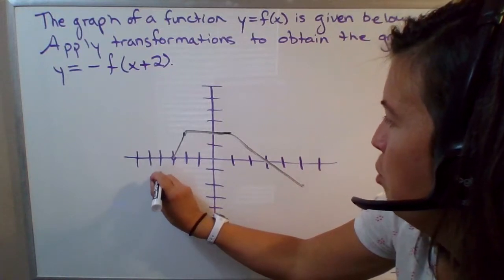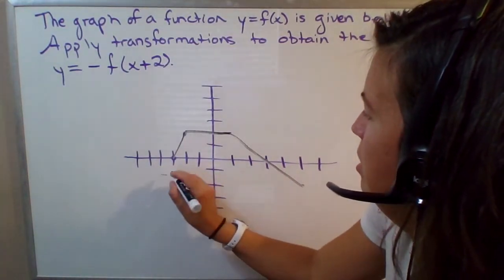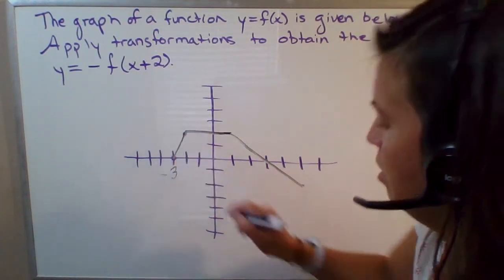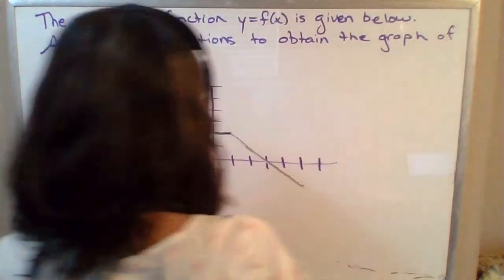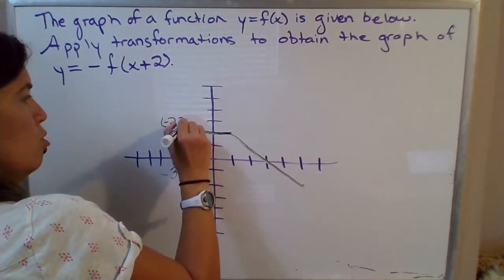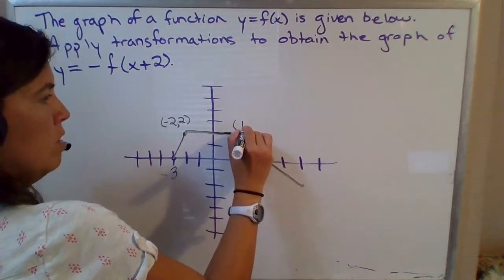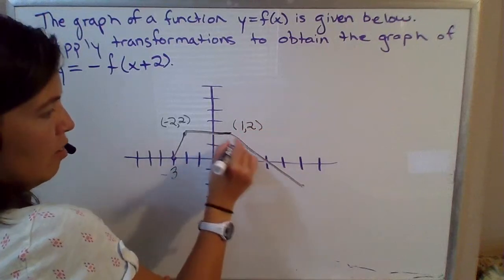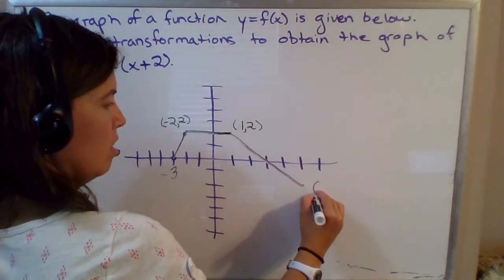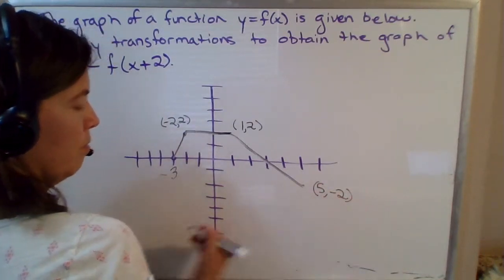So it's got an endpoint at -3, 0 here. And then it goes up to a point at -2, 2. Right, this corner right here is located at -2, 2. And then it goes straight across to this point at 1, 2. And then there's a line segment extending down and to the right, ending at the point 5, -2 here.